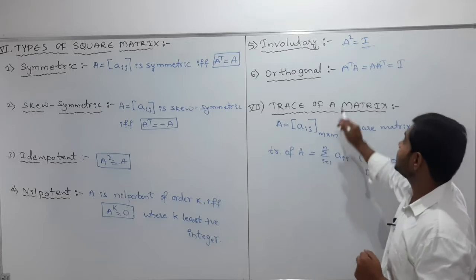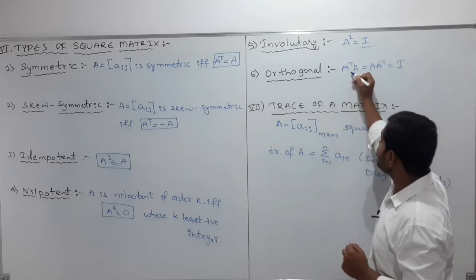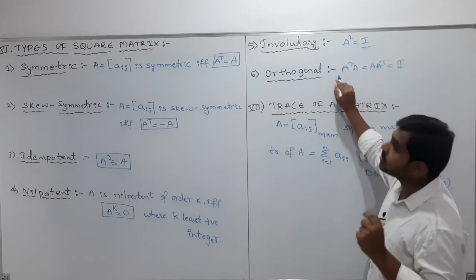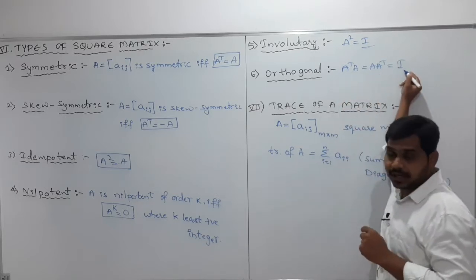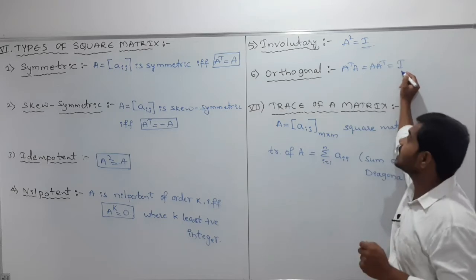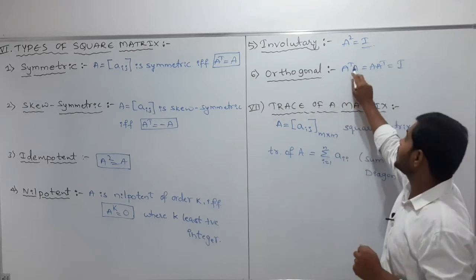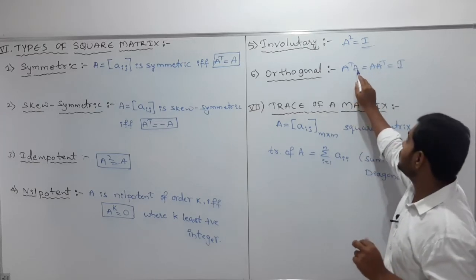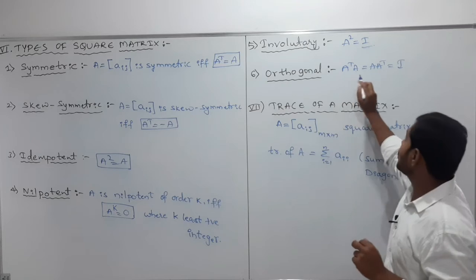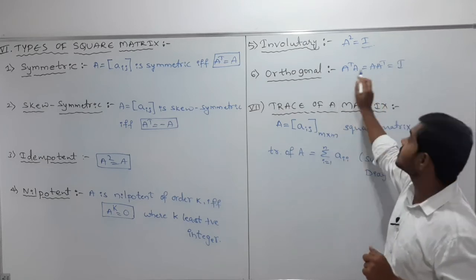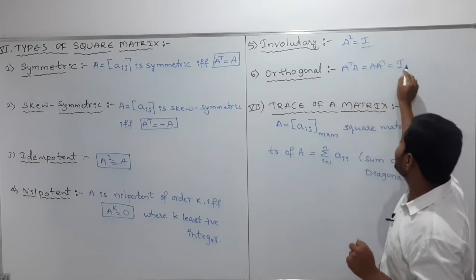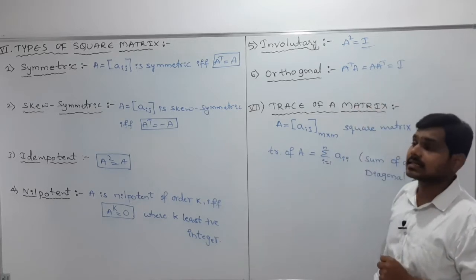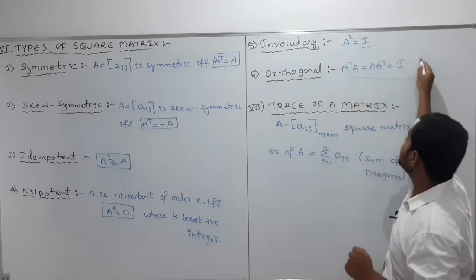A matrix A is said to be orthogonal if you take any matrix A and multiply it with A transpose, and that value is equal to the identity matrix. If you get this, then we can say that A is orthogonal. You can multiply A transpose A or A into A transpose. If you multiply these and the resultant is I, then also we can say it is an orthogonal matrix. A matrix A is said to be orthogonal if this condition is satisfied.